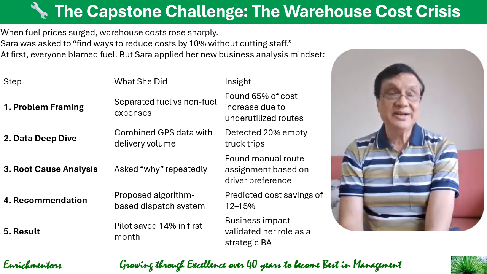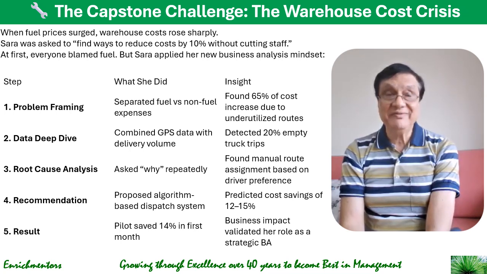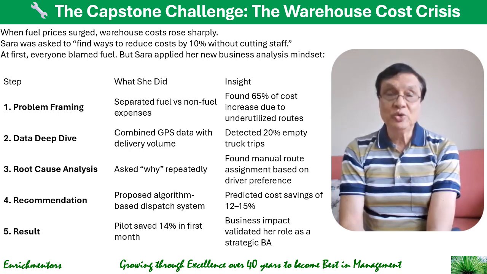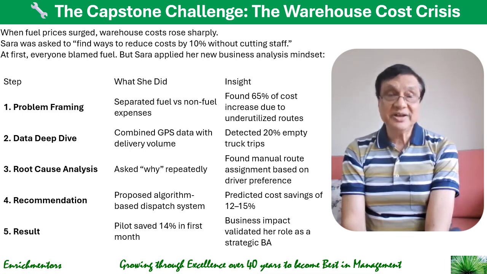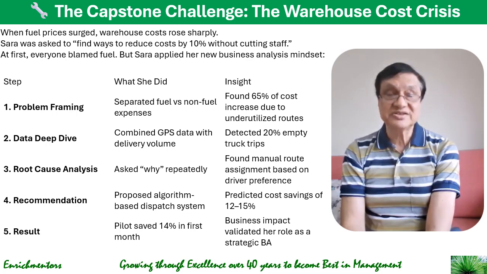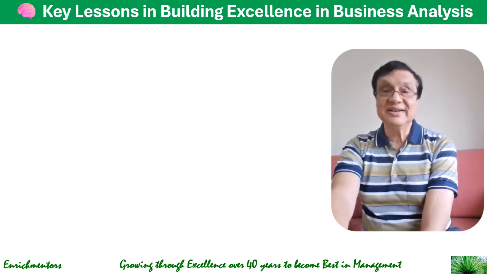Then she took a deep data dive, where she combined GPS data with delivery volumes and detected 20% empty truck trips. Then she did root cause analysis, asking five whys repeatedly, and found manual route assignment based on driver preference to be the main cause. Then she made a recommendation of an algorithm-based dispatch system and predicted a cost saving of 12 to 15%. The result: the pilot saved 14% in the first month, and the business impact validated her role as a strategic business analyst.